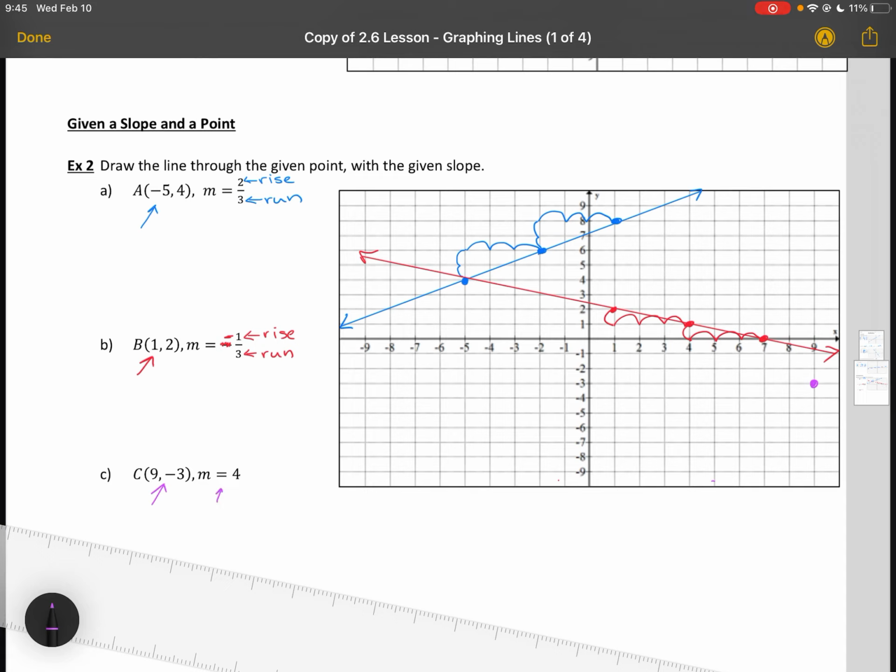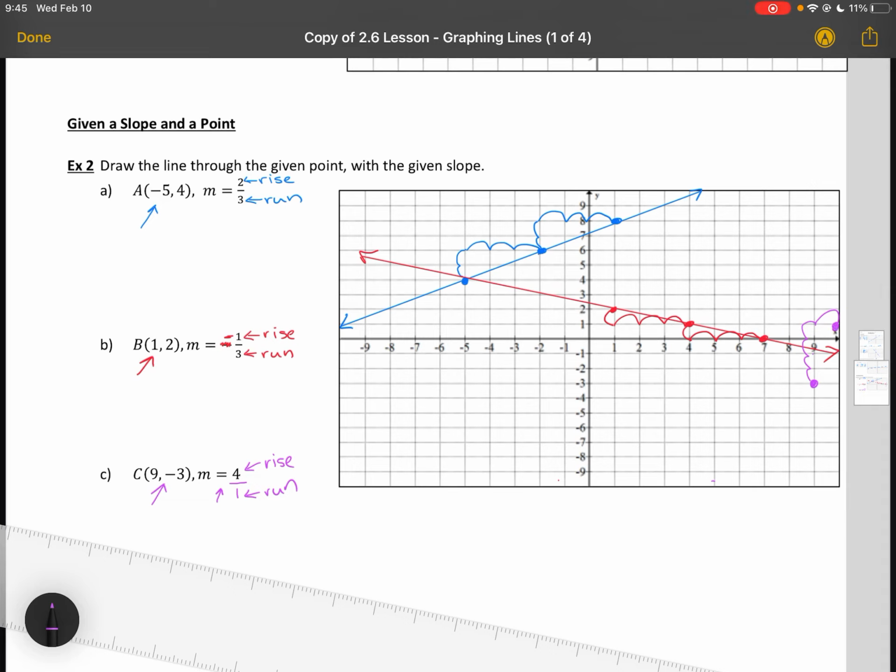And now my slope is a whole number. If you remember, anytime we have a slope that's a whole number, our denominator is always 1. My rise is 4 and my run is 1. So I can go 1, 2, 1, 2, 3, 4. And then over 1 gives me one more point right here.